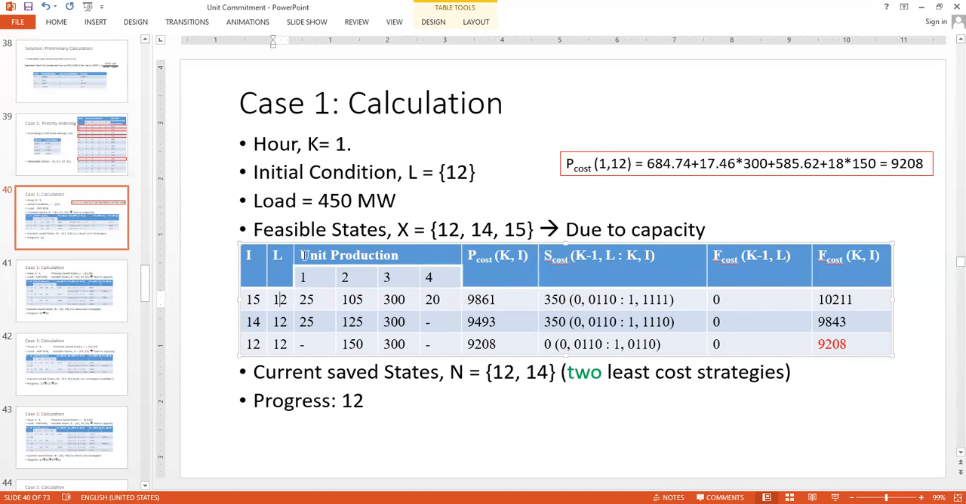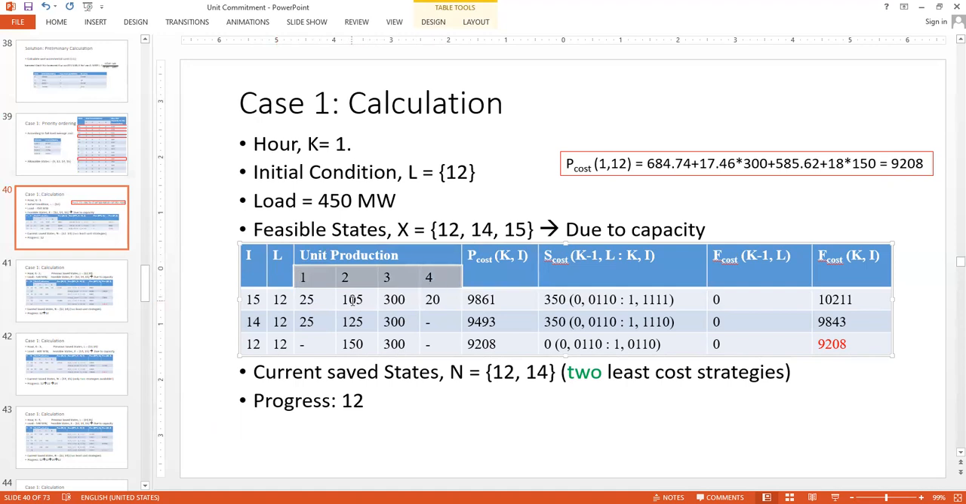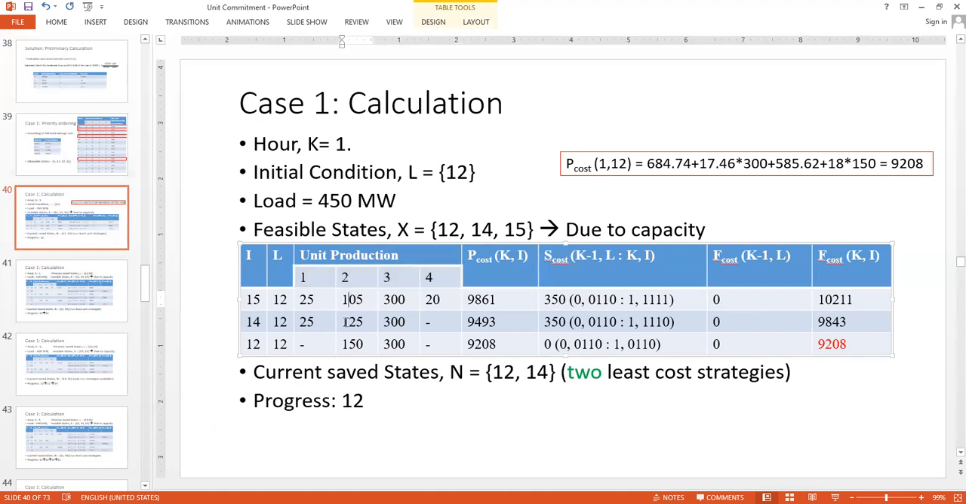Before that, let's check the unit production combination. There are 4 units, 1, 2, 3, and 4. Now, if we are choosing 12, that means if we want to stay at 12, our initial status was 12. What would be the scenario? The scenario would be still unit 2 and unit 3 will be on. Unit 1 and unit 4 will be off.